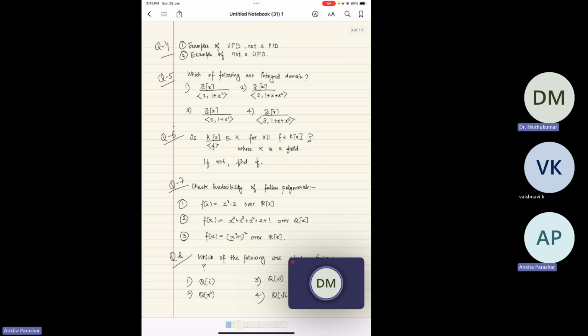So question 4 says, give me an example of a UFD which is not a PID. So UFD by definition, you should have a unique factorization of any non-zero element in that ring, and PID means every ideal should be generated by a single element. Z of X. Okay, why it is not a PID? Answer is absolutely correct, Z[X], but why it's not a PID?